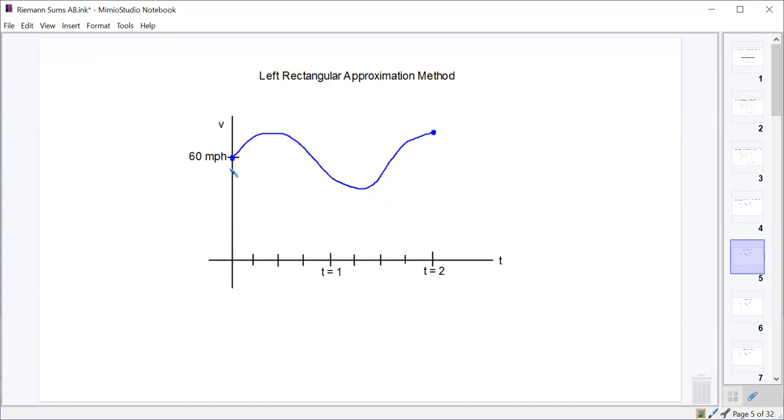So at t equals 0, we were going 60 miles an hour. So we're going to draw, with any luck, a little rectangle there. Okay? And find the area of that rectangle. Well, if we knew exactly how fast we were going at t equals 0, we should know that this was 15 minutes or a quarter of an hour times 60. And we should know that we went a quarter of 60 miles or 15 miles in that first 15 minutes, right? Approximately.